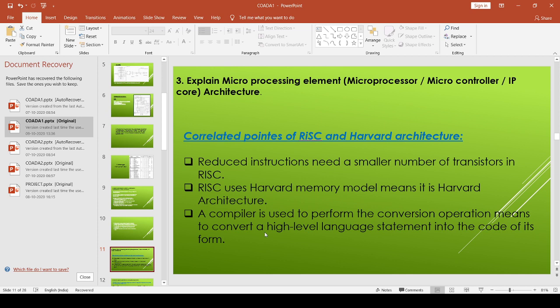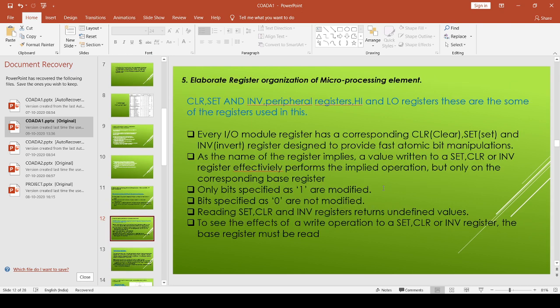These are the correlated points of RISC and Harvard architecture. Reduced instructions need a small number of transistors in RISC. RISC uses the Harvard memory model, meaning it is a Harvard architecture indirectly. The compiler is used to perform the conversion operation, meaning to convert a high level language statement into the code form which the machine can understand.